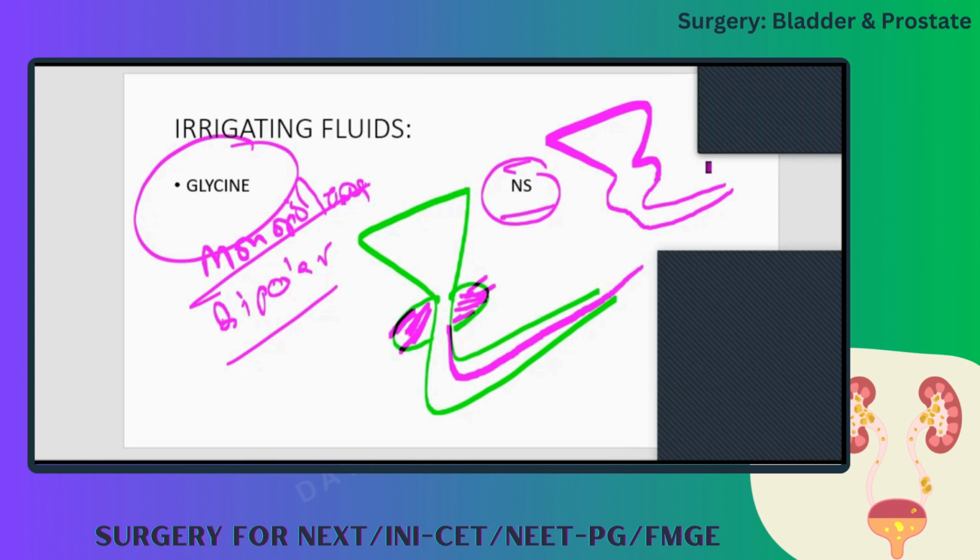So this monopolar and bipolar, you're talking about the diathermy, right? Yes, the diathermy is the same. In bipolar, there are two prongs, so even if NS is a bad conductor of electricity, the current will pass between these two only. It is very short. But in monopolar, only one loop is there, and the current has to pass through the NS, which is not allowing it. So we can't use NS in monopolar. We have to use glycine only.